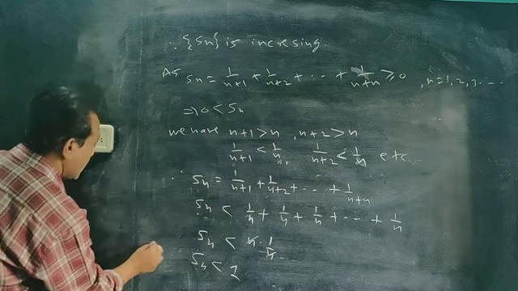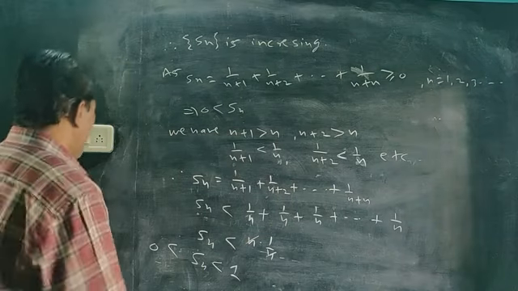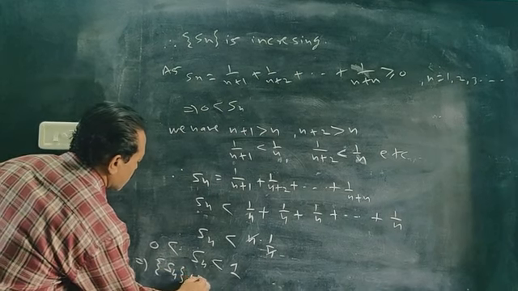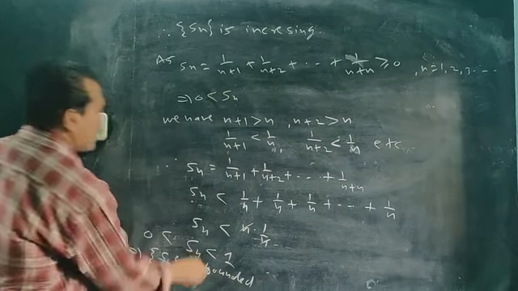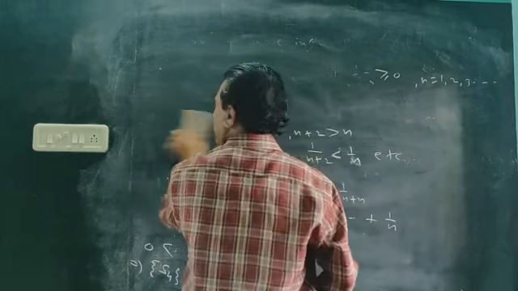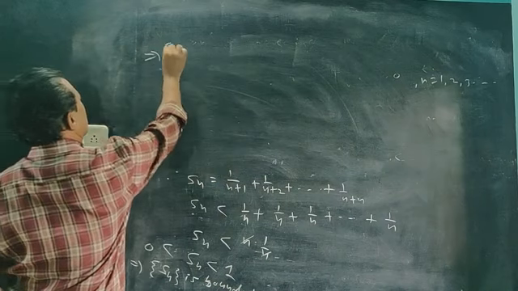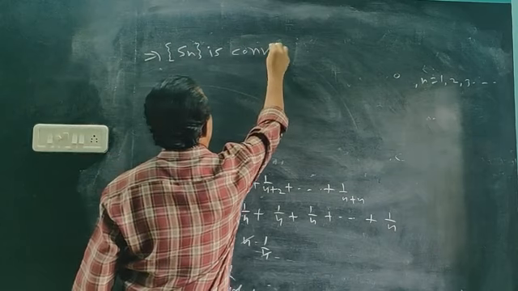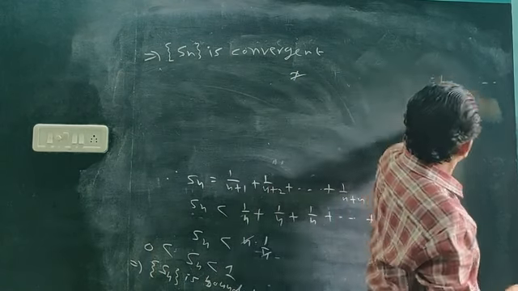Already we know Sn is greater than 0. So Sn greater than 0 and less than 1 means it is bounded, lying between two values. So Sn is bounded, and already increasing. Therefore convergent. Okay, so we showed the sequence is increasing and bounded, hence convergent.